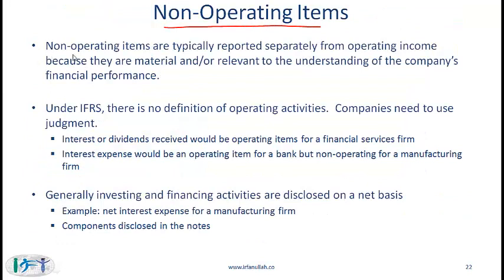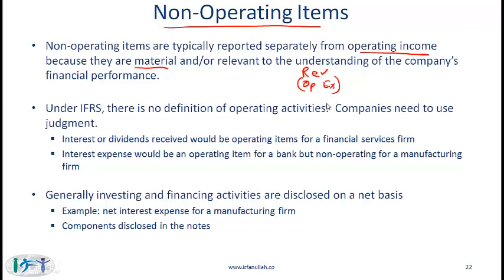Non-operating items. Non-operating items are typically reported separately from operating income because they are material and or relevant to the understanding of the company's financial performance. If you recall, we showed a very simple income statement earlier where there is revenue, then we subtract various operating expenses such as sales, general and administrative expenses, depreciation expenses, and so on. But then there might be certain expenses that are not part of the general operation of a company. Those are shown as non-operating.